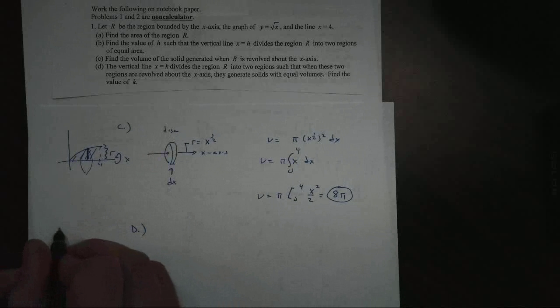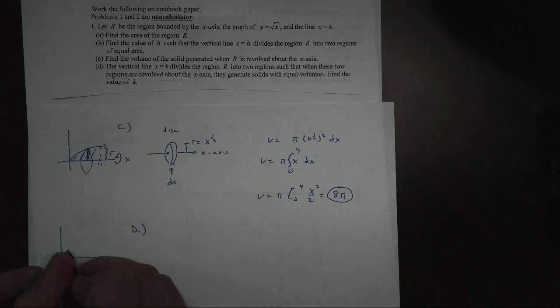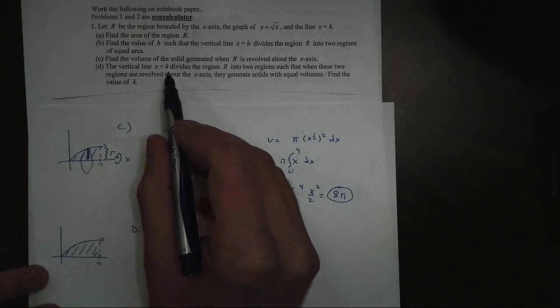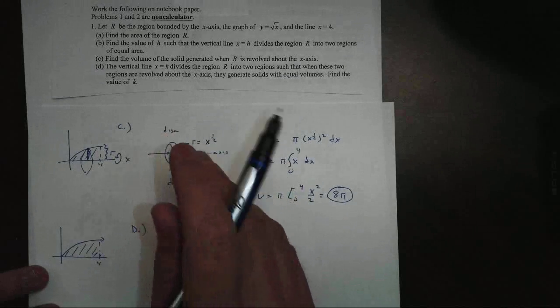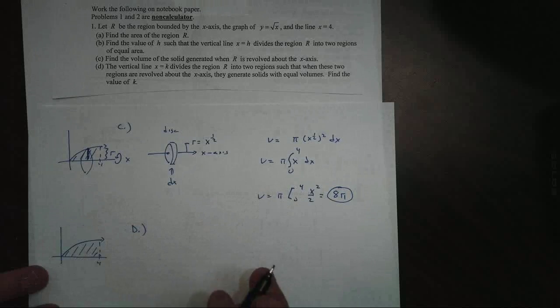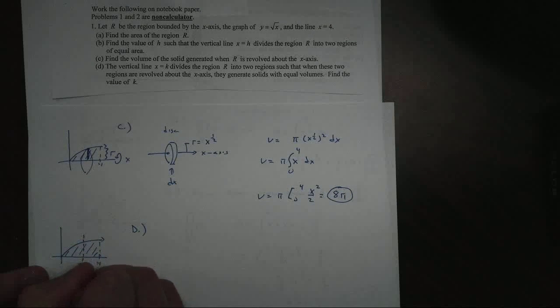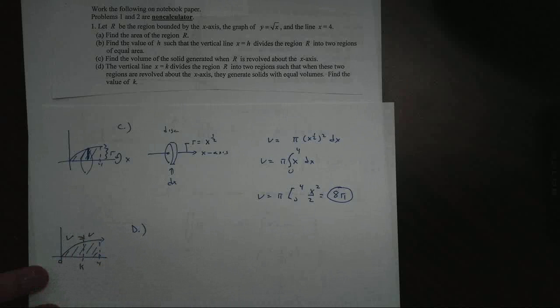Now, for part D, same thing as part C. Now we're going to draw a vertical line. Same idea. Here's 4. But now we're going to drop a vertical line at x equals k. That's now going to put my volume in half. So I don't know where that is, so I'm just going to drop k anywhere I want to. There's k. In other words, when I revolve it now, this volume will equal this volume.